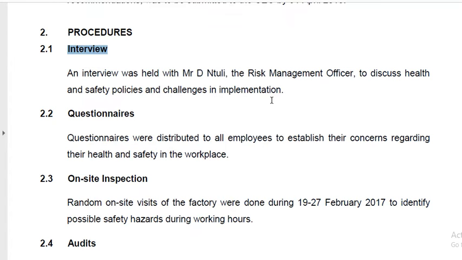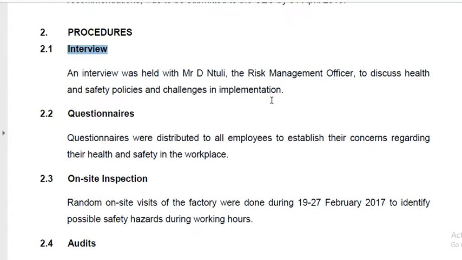Then you come to 2.2, which says questionnaires. Questionnaires were distributed to all employees to establish their concerns regarding their health and safety in the workplace. 2.3, on-site inspection. Or this can be an on-site inspection or an observation. Use either word, it's still fine.